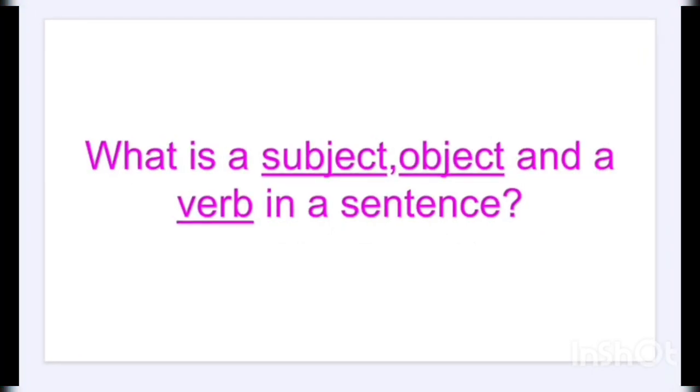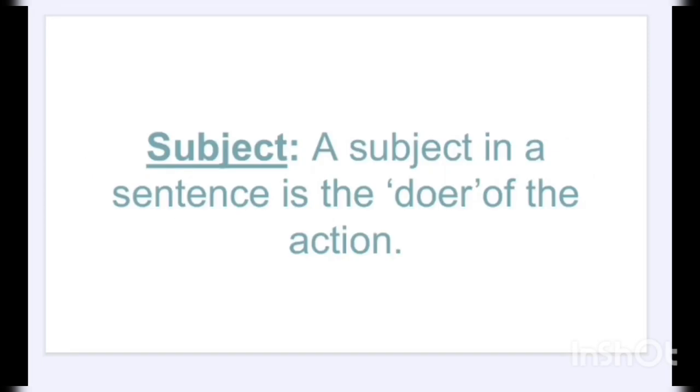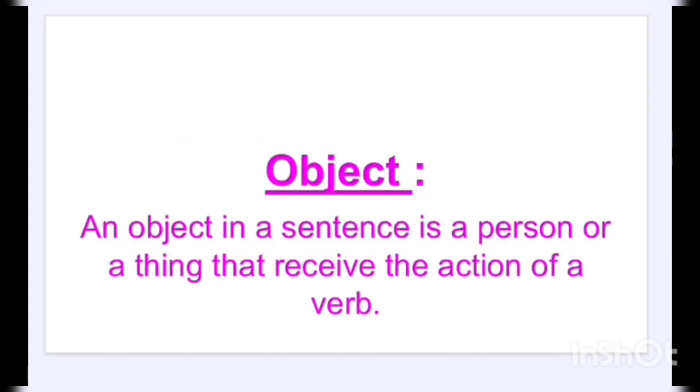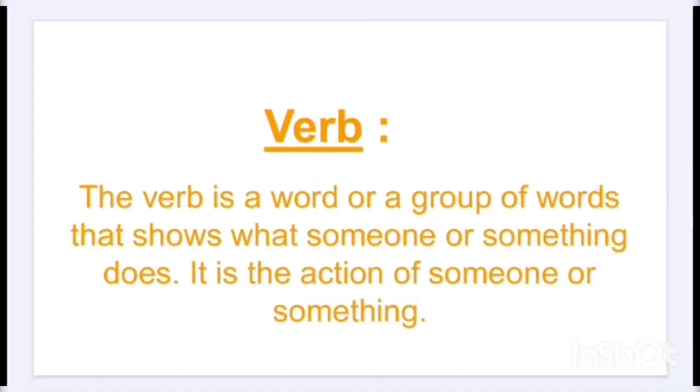What is a subject, object, and a verb in a sentence? Subject. A subject in a sentence is a doer of the action. Object. An object in a sentence is a person or a thing that receives the action of a verb. Verb. The verb is a word or a group of words that shows what someone or something does. It is the action of someone or something.